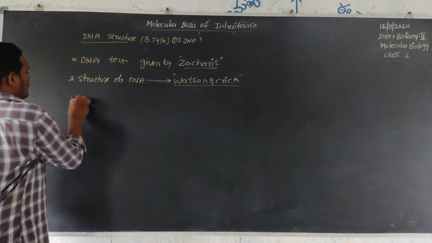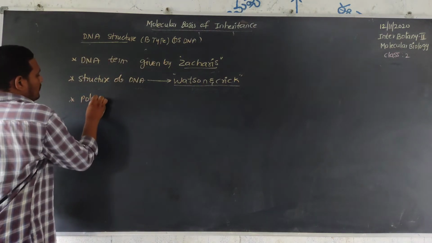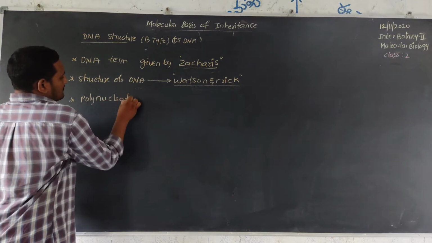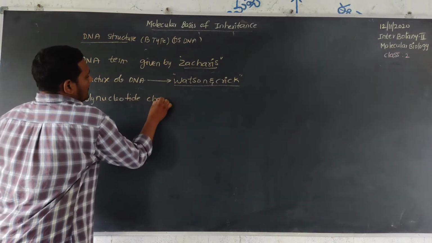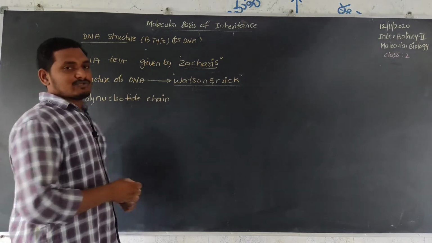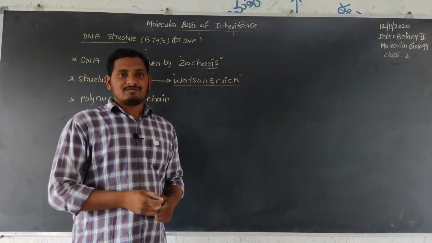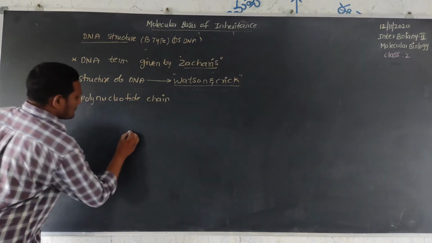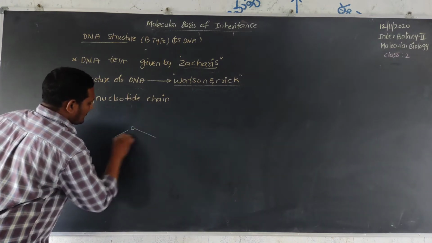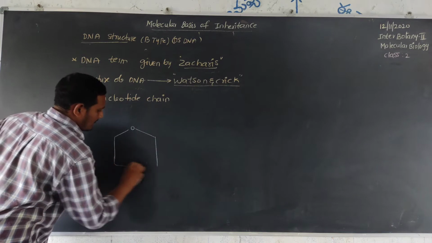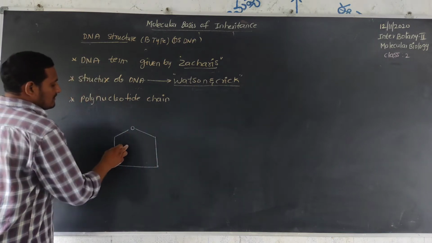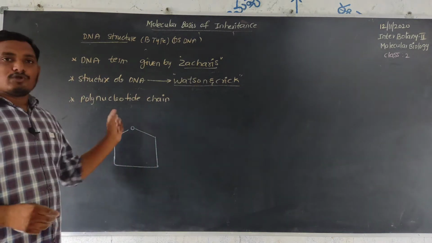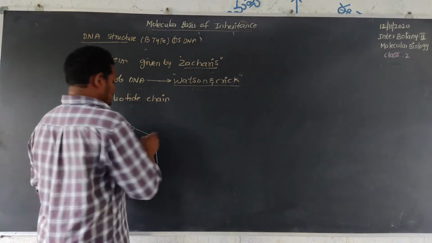So DNA is a polynucleotide chain. Many nucleotides are joined together to form a DNA structure. In case of one nucleotide, we have observed this is one nucleotide, which means this polynucleotide chain is mainly made up of three components.